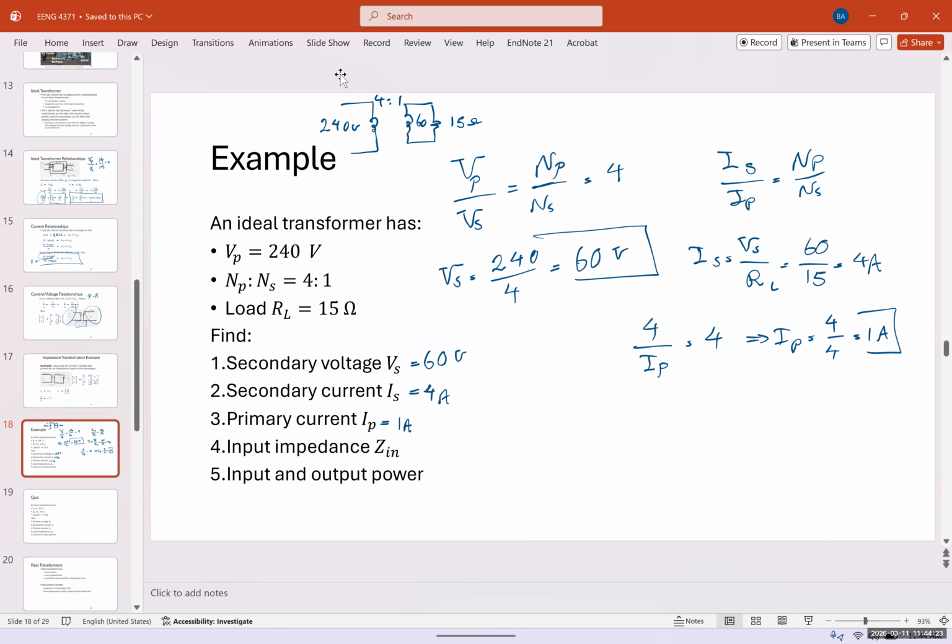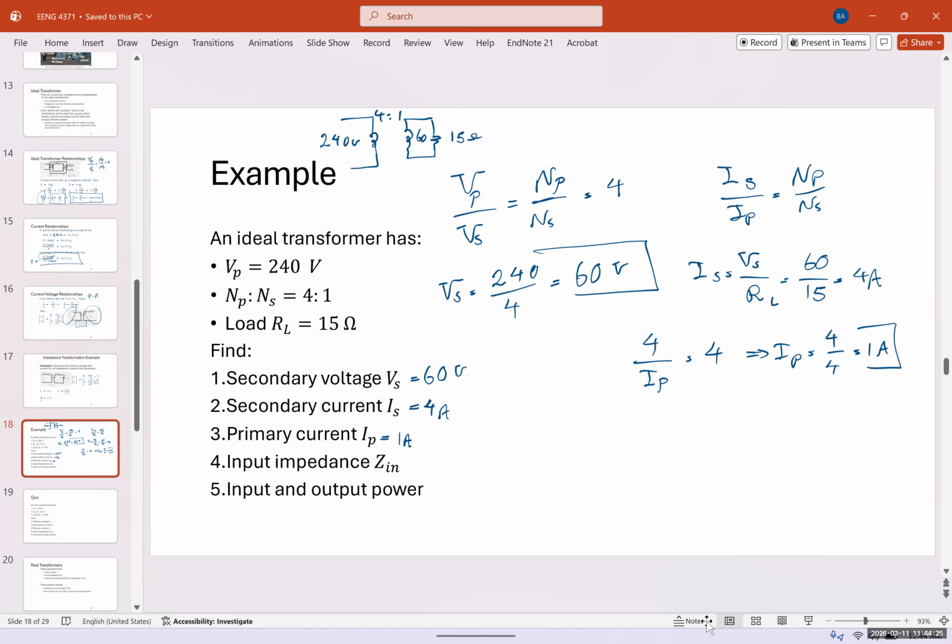Now, what about this input impedance? Z input is going to be equal to A square times ZL, which is going to be, what is A? It's 4, the power of 2, times ZL is 15. So it's going to be 16 times 15 gives us 240 ohms. So this is 240 ohms.